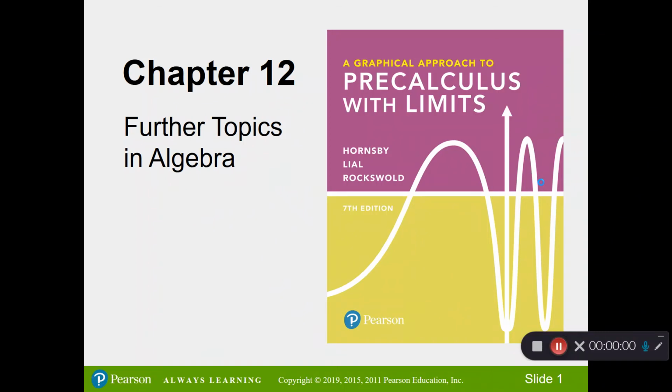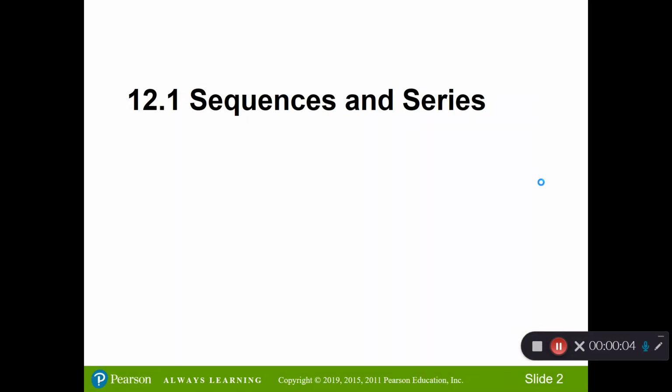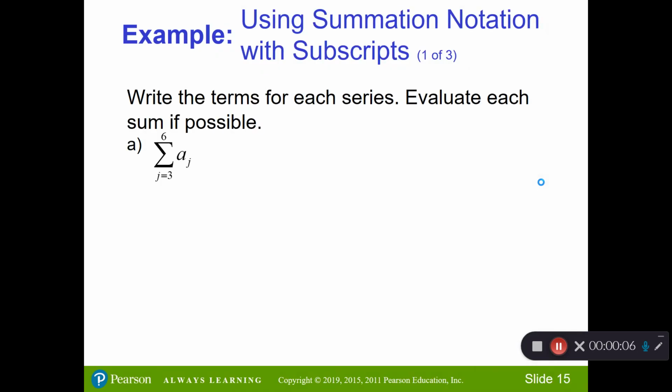We learned that a sequence is just an ordered list of numbers. A series is where we're adding those numbers up, like here, for example. Notice my index, the j, starts at 3. So that means replace the j with 3, then add, replace the j with 4, then add, replace the j with 5, and we stop when we get to 6. So this series looks something like this written.